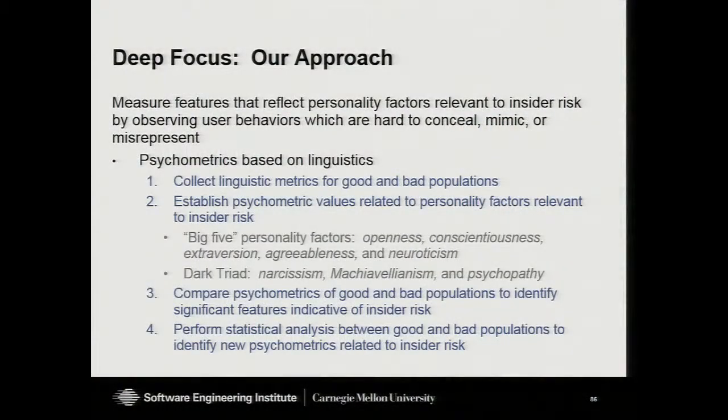And then we have something called the dark triad, right? Narcissism, Machiavellianism, there's two, and psychopathy. And so those are traits that are typically linked with people that do bad things and really show no remorse in doing it. And insider threats, the bad types of insiders tend to have those traits. So our approach was to collect linguistics for good and bad populations, establish those psychometric values for those people, compare the psychometrics. By psychometrics, I just mean the values of the personality factors for the people within that population.